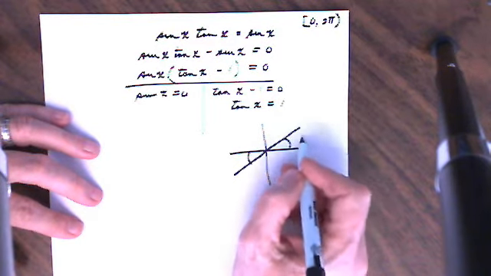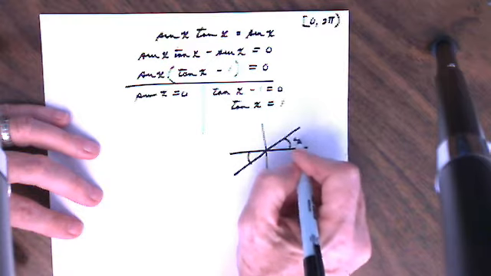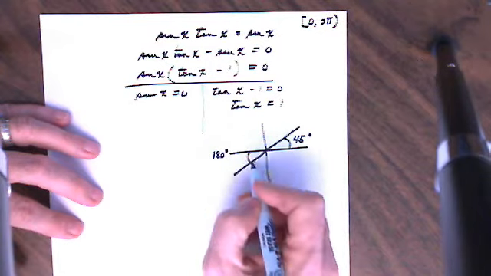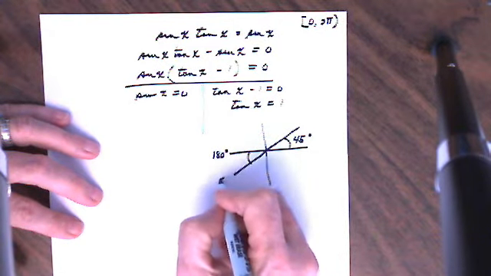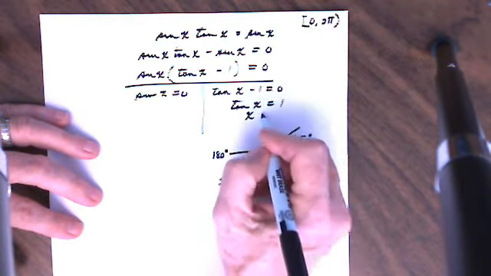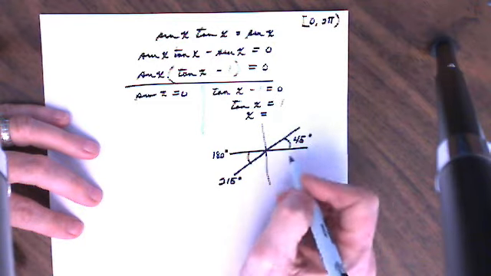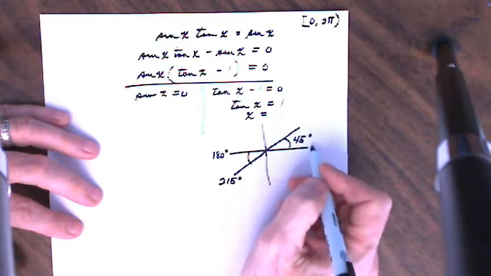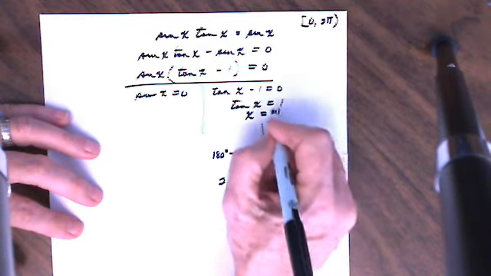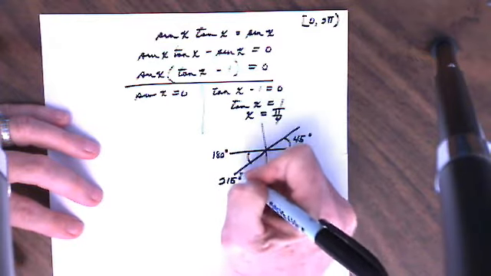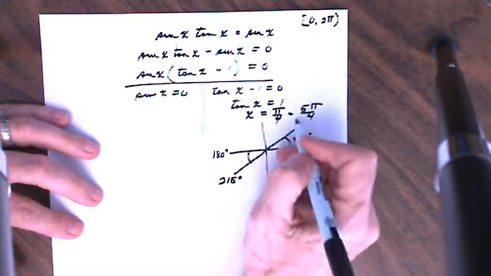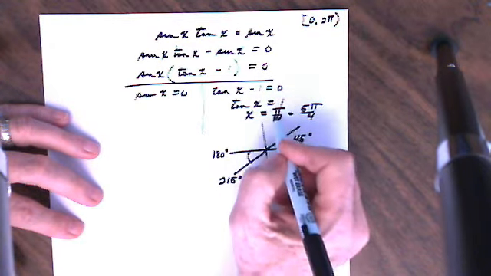The angle which produces the positive ratio in quadrant 1 is a 45-degree angle. And over here, if this is 180 degrees, and I add 45 degrees to it, I get 225 degrees. Now, when we're reporting the answers to trigonometric equations, we really don't want to report our answers in degree measure. We want to report our answers in radian measure. And 45 degrees is equal to pi over 4, and 225 degrees is equal to 5 pi over 4. So those are two answers I get from the tangent part of the problem.